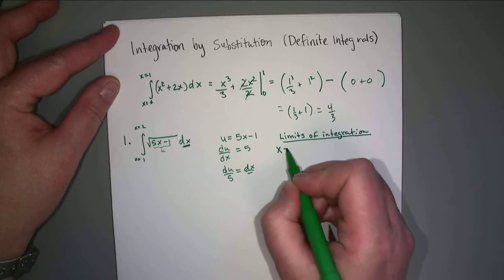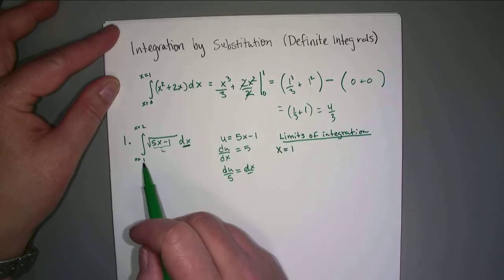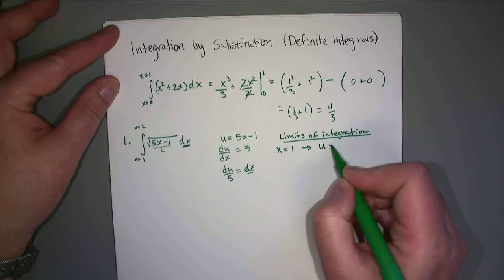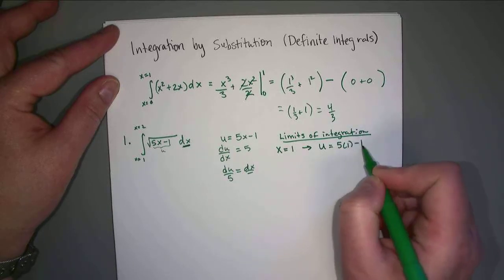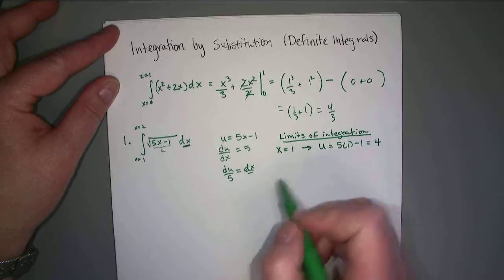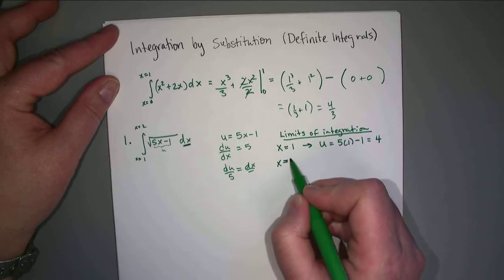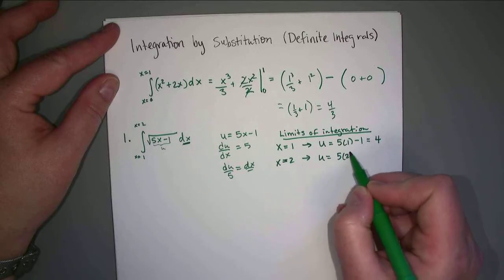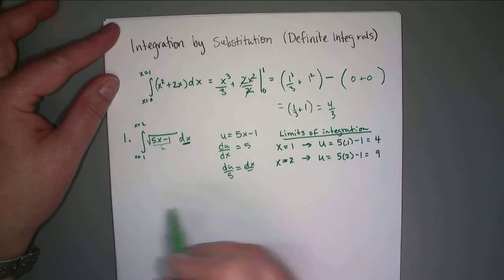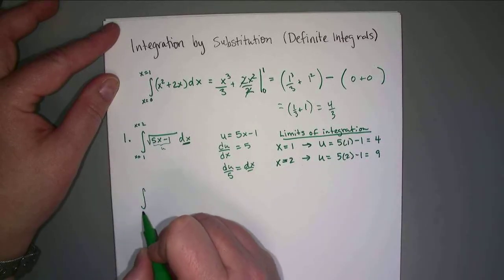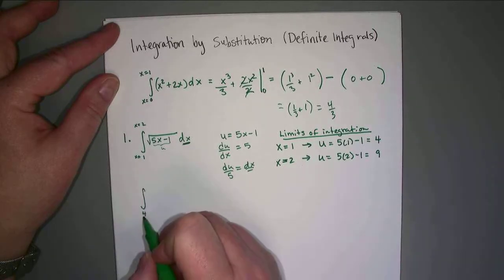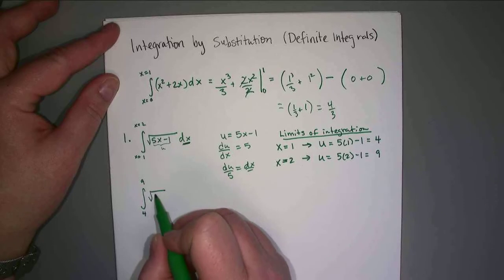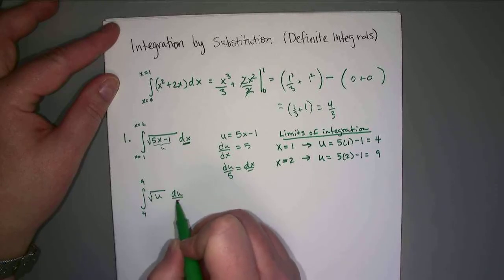So when our lower bound, so 1, when x is 1, you plug it in here to find what u would be. U would be 5 times 1 minus 1. And then when x is 2, plug that into u. So u would be 5 times 2 minus 1, which is 9. And then we would rewrite this. The 1 is now 4, and the 2 is now 9, the square root of u, and this is du over 5.